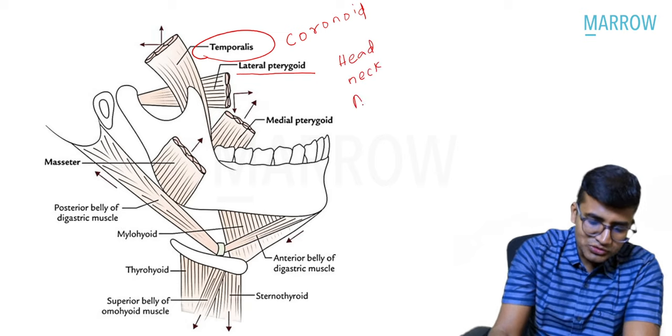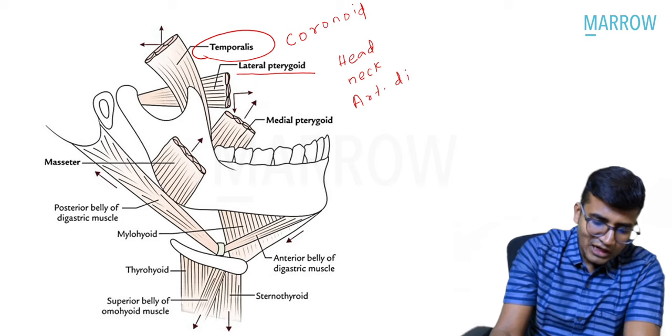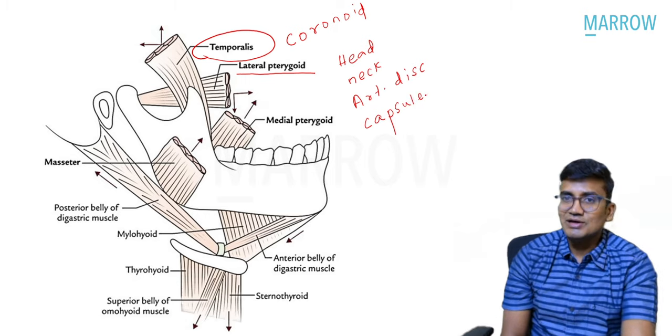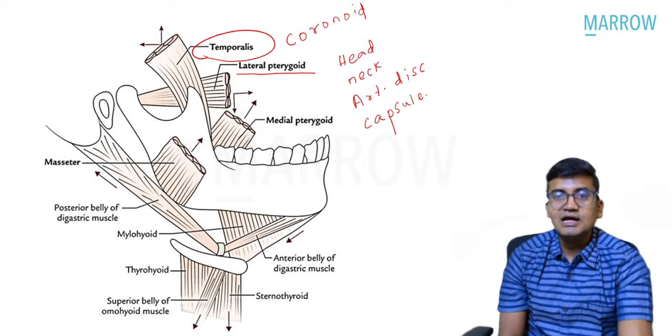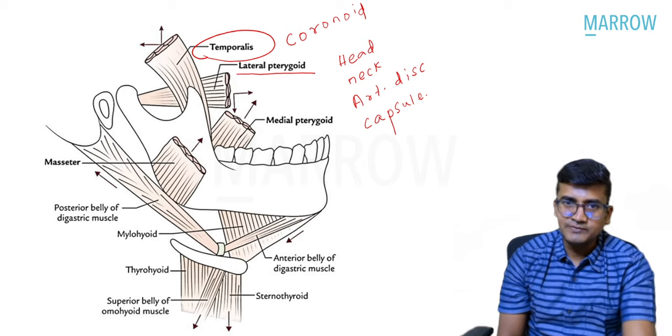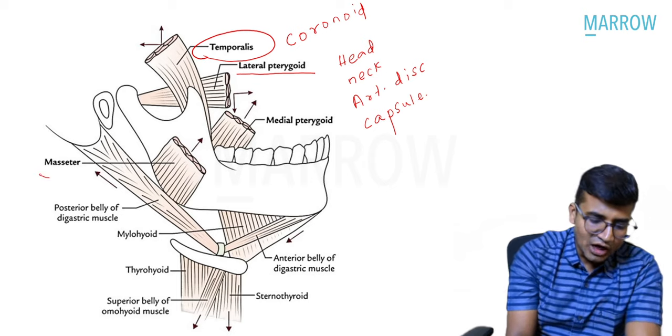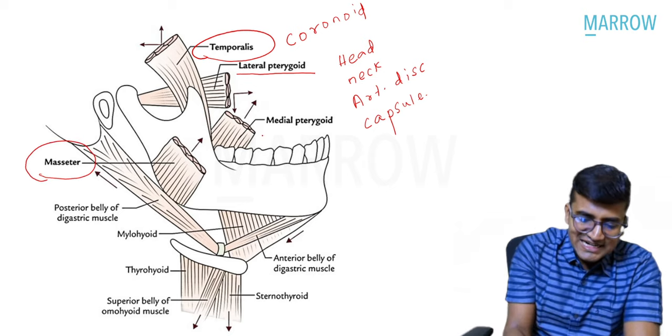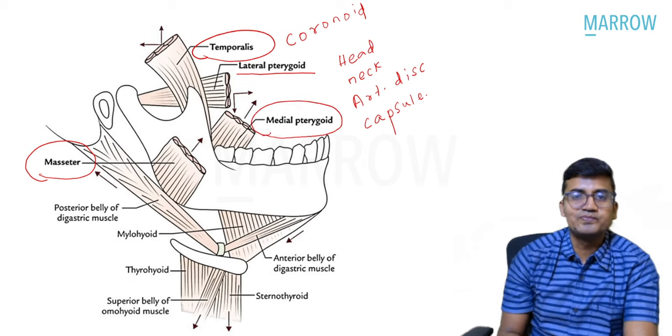It is also attached to the articular disc, which is also blending with the capsule of the temporomandibular joint. Whereas masseter and medial pterygoid muscles attach to the ramus of the mandible. Masseter attaches to the outer surface of the ramus of the mandible. Medial pterygoid attaches to the inner surface of the ramus of the mandible.